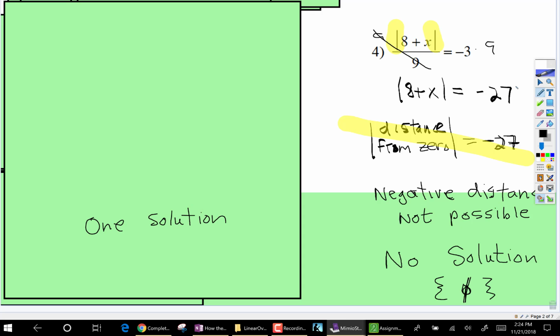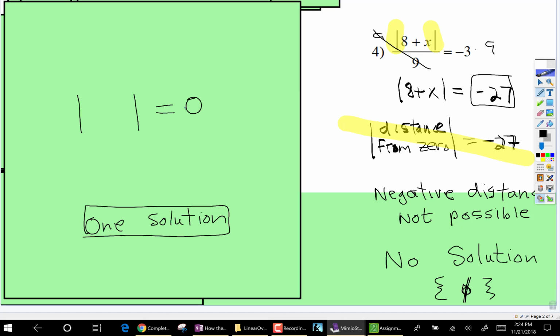so this is when there's no solution. When absolute value is equal to a negative number, automatically no solution. When you know you only have one solution is if the absolute value is equal to 0. 0 doesn't have both a positive and negative distance, and so you'd remove that.